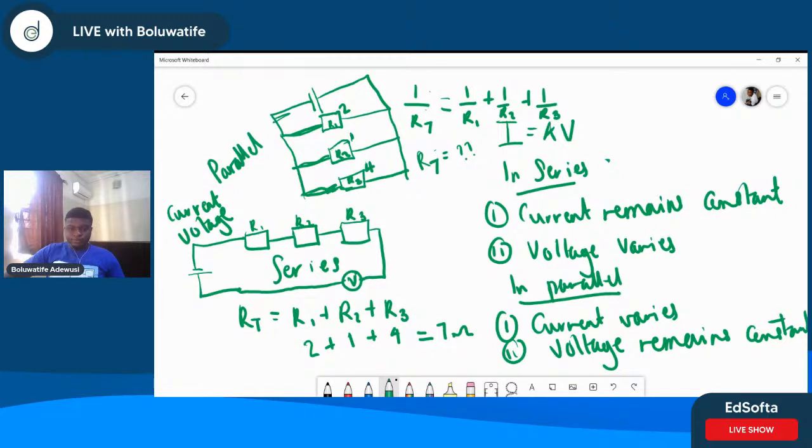So always remember, in series the current remains constant, but the voltage varies. While in parallel, the current varies, but the voltage remains constant. Okay, so let's go back to the slide. So the voltage always remains what? Constant in parallel connection.